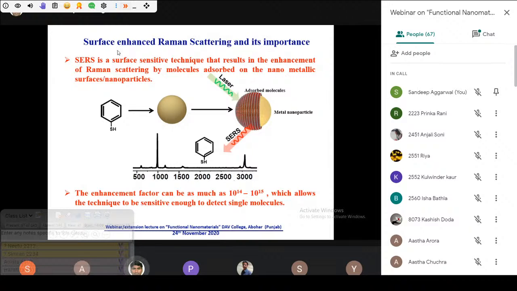So noble metals are generally used for this kind of thing. And the very important thing here is that even single molecules could be detected.